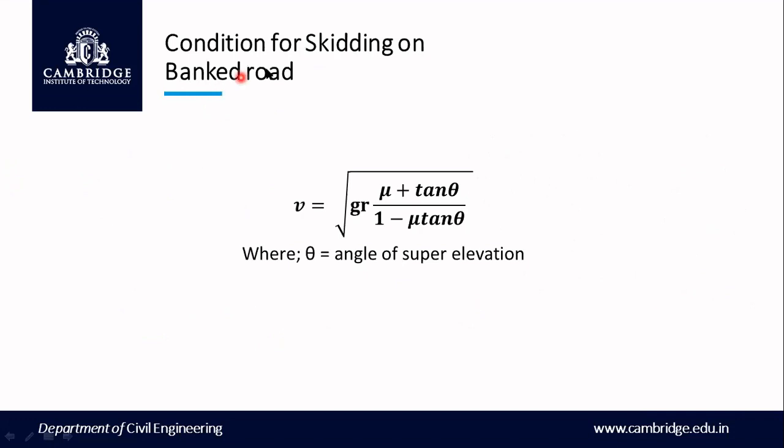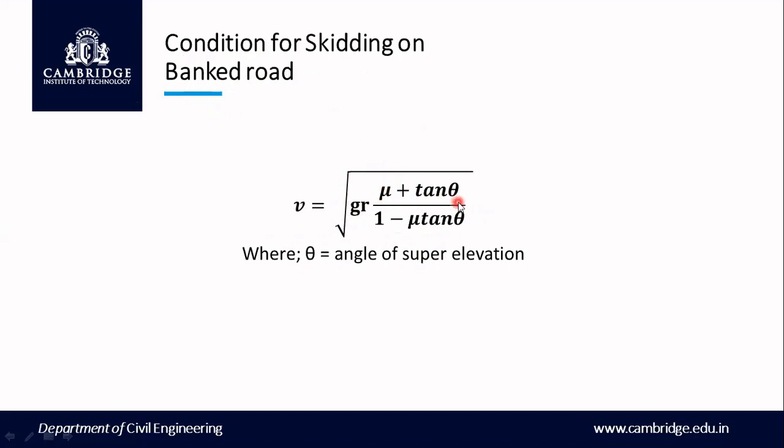Then the next condition is for skidding on a banked road. Banked road in the sense where super elevation is provided. Since it's the condition of the road, we are calling it a banked road. So for that, v is equal to square root of g into r into (mu plus tan theta) divided by (1 minus mu tan theta). So we know g here, r, and mu is the coefficient of friction.